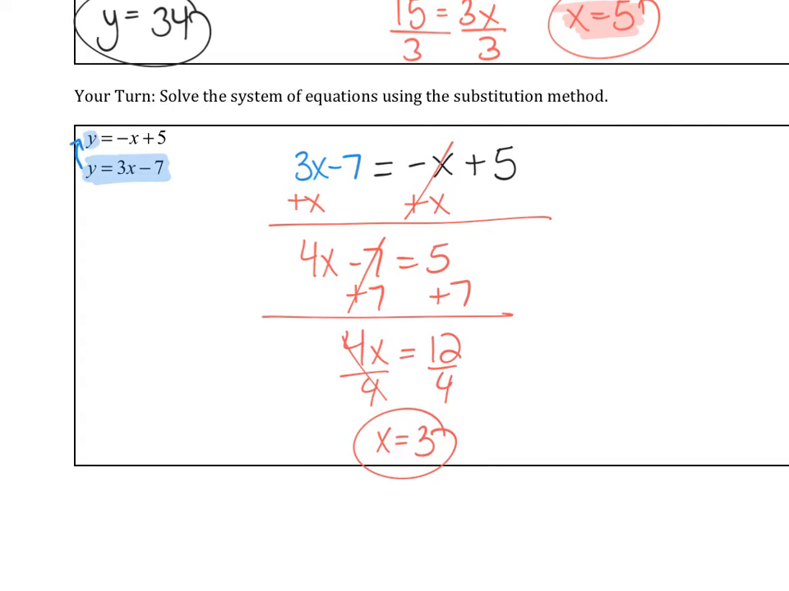Now that I found one of my variables, I'm going to take it and plug it into either equation, it does not matter which. In this case, I'm just going to plug it in for that top equation again. When I do so, I get y equals negative 3 plus 5, and negative 3 plus 5 is 2.